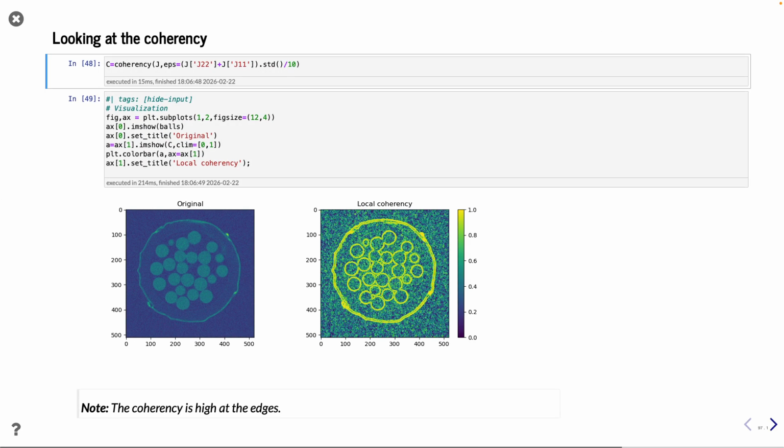So looking at the ball packing, that's the easiest one to look at. We can see that the coherency, local coherency, is very strong around the edges, and that is actually where we have our orientation information.